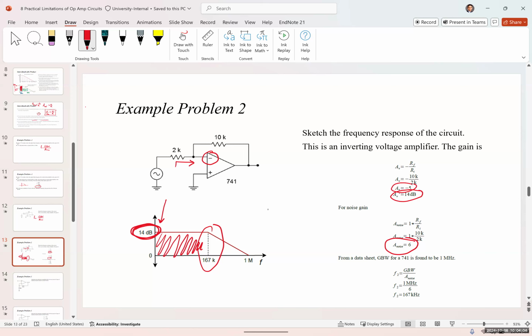So what about the lower cutoff frequency? We don't have any lower cutoff frequency because we don't have any coupling capacitor. Therefore, the frequency response could go down to 0, and this actually acts like a low pass filter.